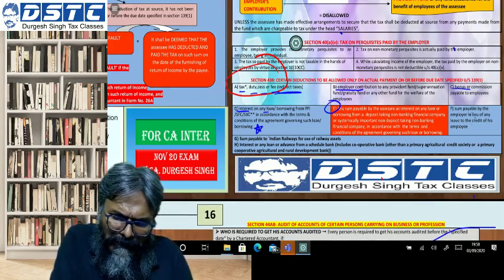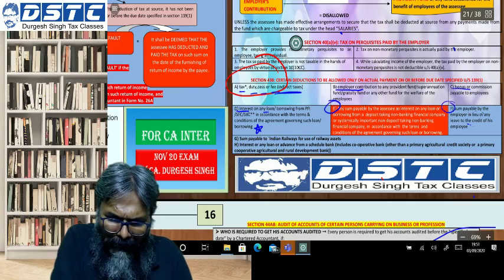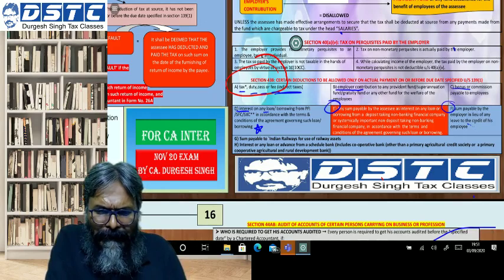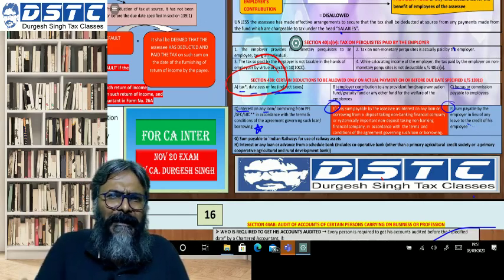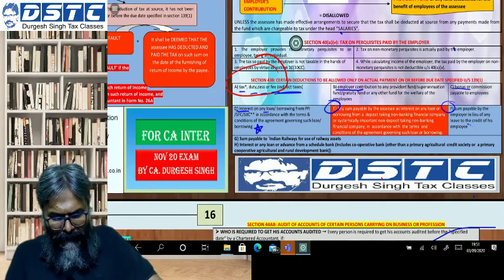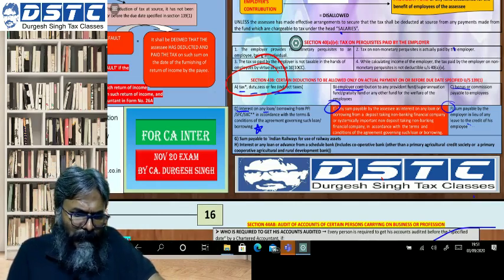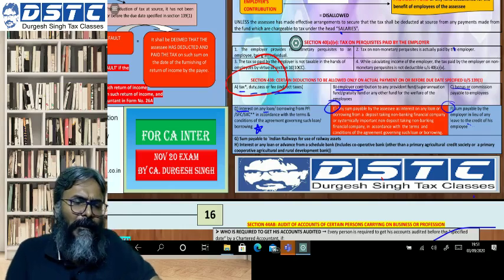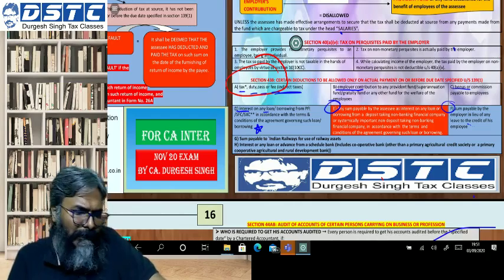Then this is the leave encashment, students, point number F: sum payable by the employer in lieu of any leave to the credit of his employee. Remember, the leave encashment salary that you pay, even that leave encashment salary, the deduction would be allowed. So that is how it would be considered.